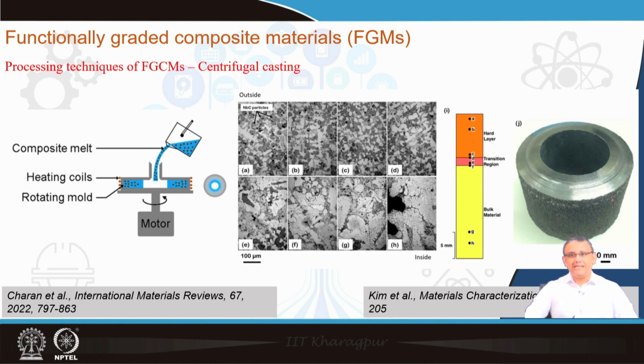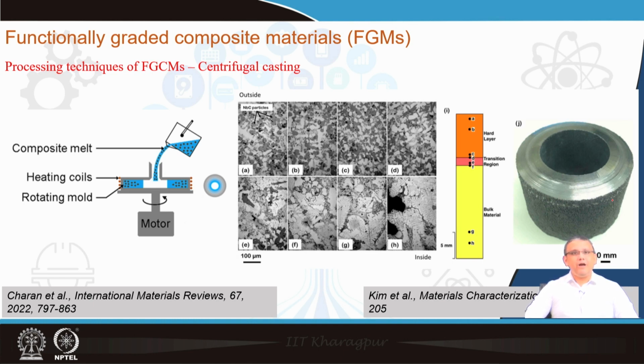Even samples weighing more than a kilo can easily be fabricated by the centrifugal casting process. This process is also pretty cost effective because it does not require very high end equipment. It requires very simple casting equipment which is also used very regularly for normal metal casting applications, and this is a very effective technique for fabricating a graded composite.